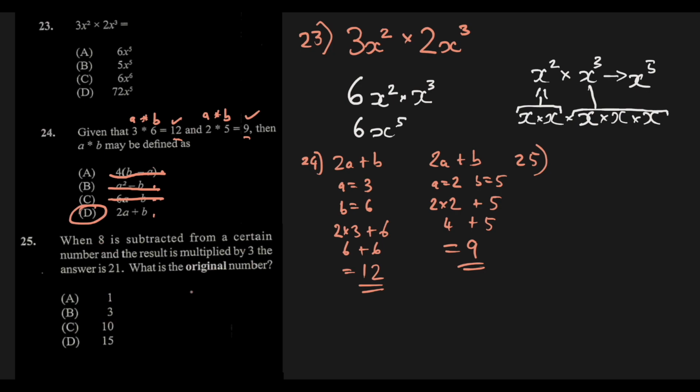So 10 take away 8 is what? That's 2. The result is multiplied by 3. So 2 times 3 is equal to 6. Is the answer 21? Nope. So I know for sure that was not my answer.